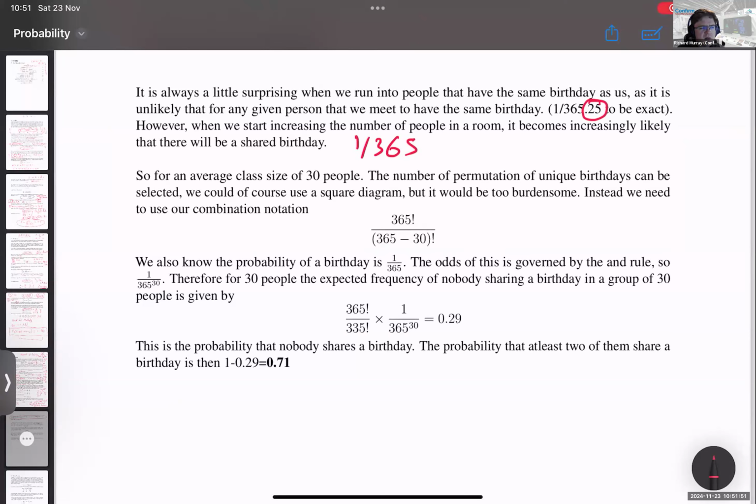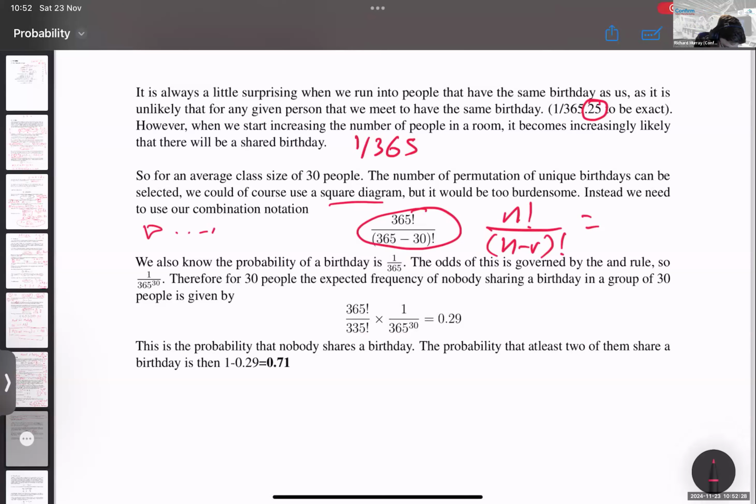But as we add more people to that room, the number of ways that we can have unique birthdays starts to shrink. So again, we could do out our square diagram, but this would be very, very burdensome for 30 people. We'd have to draw out our 30 squares and go all the way through it, and we would need to make sure that we know exactly how to calculate it. Instead, we can run our permutation. So we have our n factorial over n minus r factorial, and we can calculate that through.